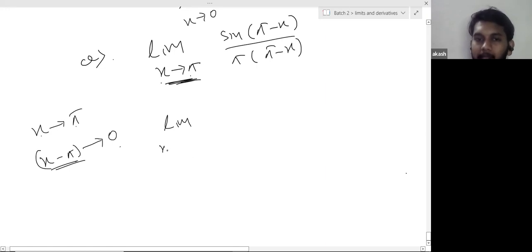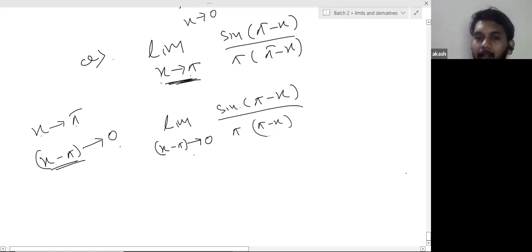So I can write the limit as x minus pi approaching 0. Now the question is in the standard format, sine of some angle upon that angle, and that angle is tending towards 0. So this will become 1. So the answer is 1 upon pi. This is one method to solve.